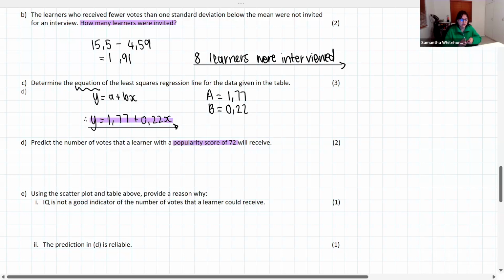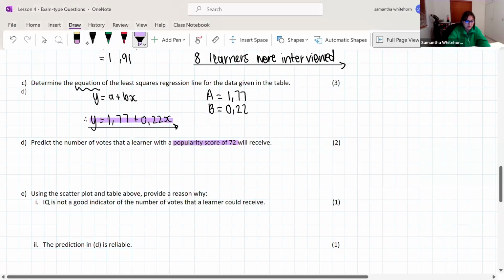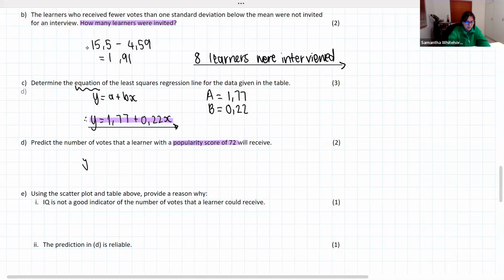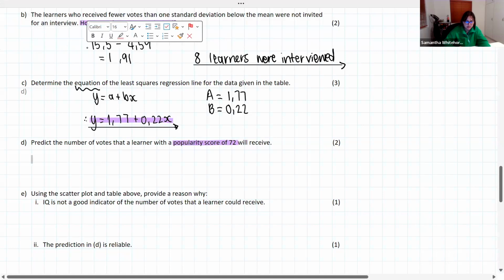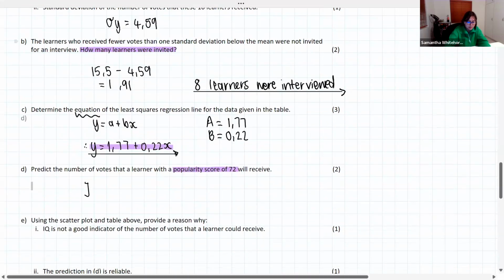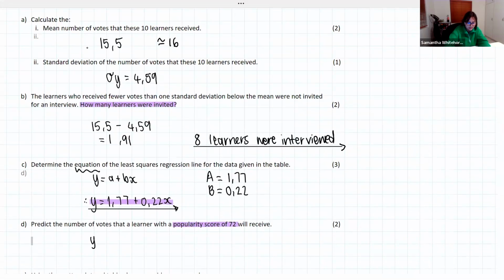Right, a little concerned that we're taking so long to substitute, so I'm just going to go ahead and do it, because either we're not focused or we're struggling. So y is equal to 1.77 plus 0.22x. All you're doing is substituting into your equation. So we substitute in 72 in place of x, and you can get the number of votes. That gives you 17.61. Again, number of votes, so you can round that off to about 18 votes.